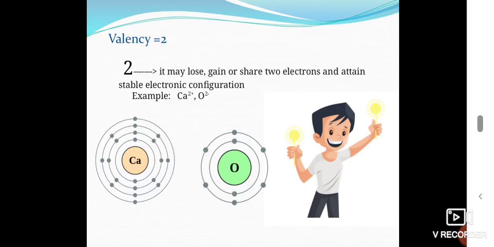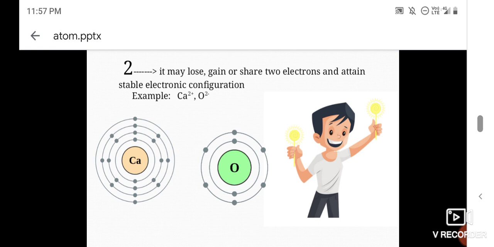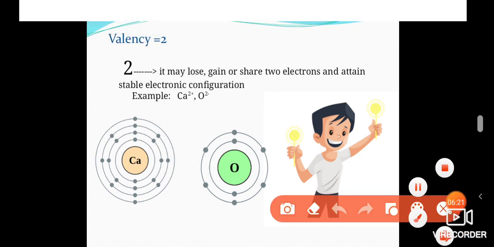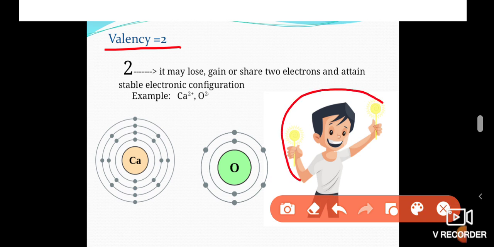And next, valency 2. Valency 2 means its combining power is 2, isn't it? Look at the picture. The boy has 2 hands. By using these 2 hands, he holds 2 chocolates. So what is his combining capacity? 2.